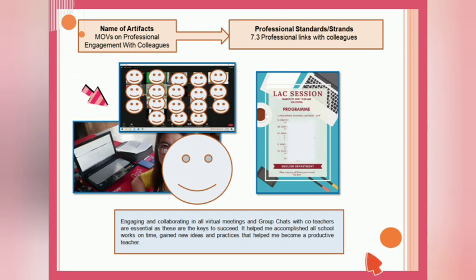So, next artifacts are MOVs on professional engagement with colleagues. Okay, it should support 7.3, which is the professional links with colleagues. Included in our artifact are pictures of our LAC sessions, INSET, yan po, yung mga trainings po natin. So, sa inyo pong annotation, you can narrate there kung paano po nakakatulong yung mga ganitong klase ng trainings or seminars, paano nakakatulong ang mga colleagues ninyo in your life as a teacher, in your performance as a teacher.